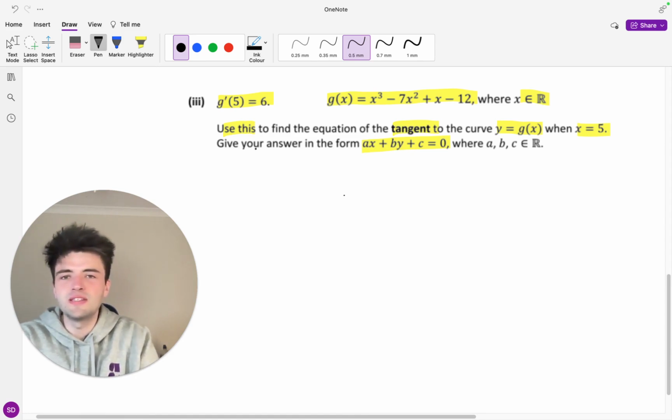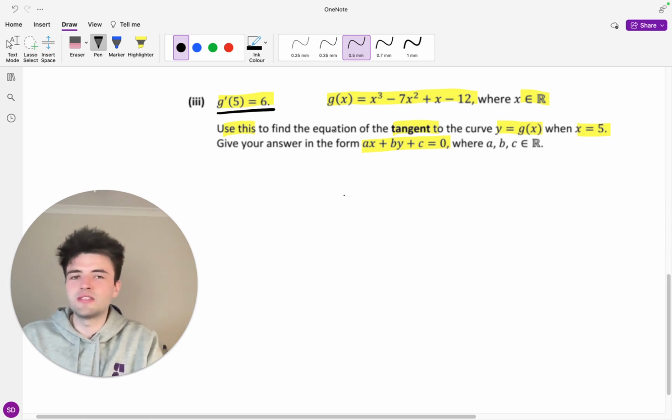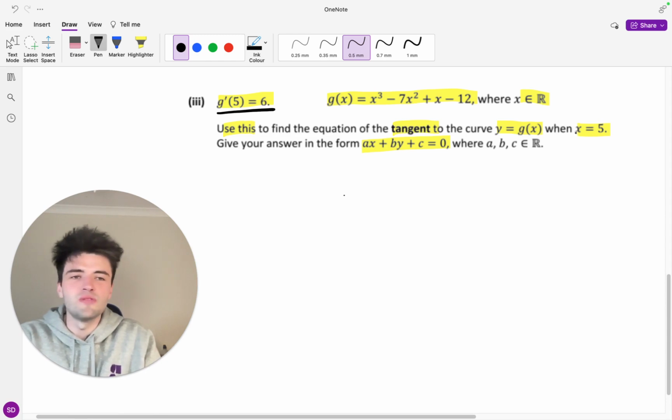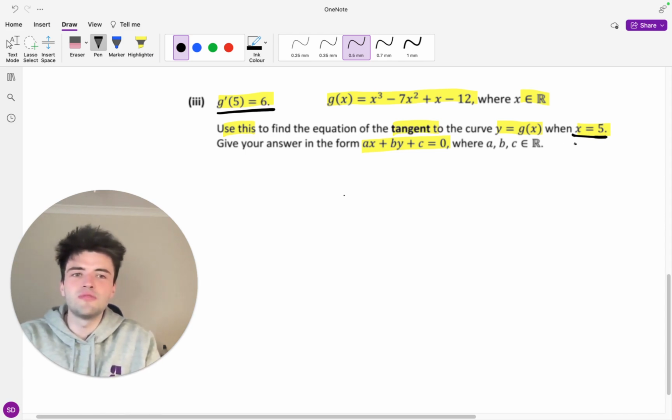The first bit is, do we have the slope of the line? And in this case we do, because we know that g dash 5 is equal to 6. So they basically just hand us the slope, or the rate of change at that point. And again, we're dealing with the point x is equal to 5 here, so they give us that in the question. And all that's left for us to do is find the equation of the tangent using the slope and also using a point.